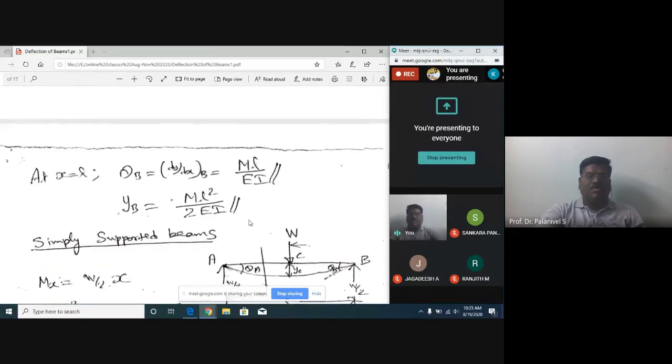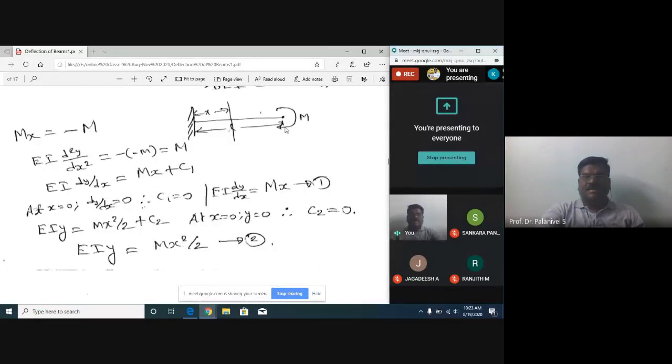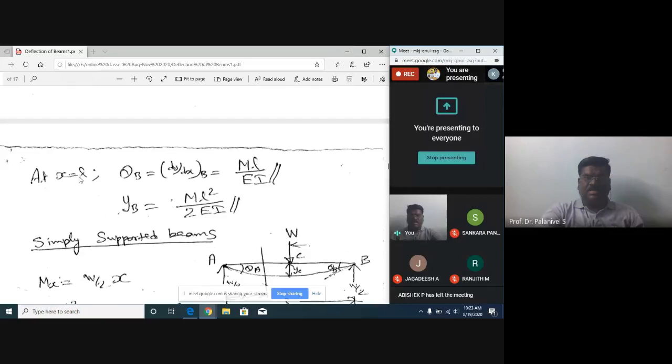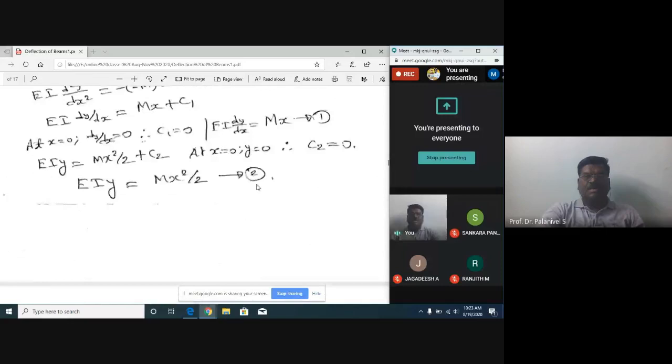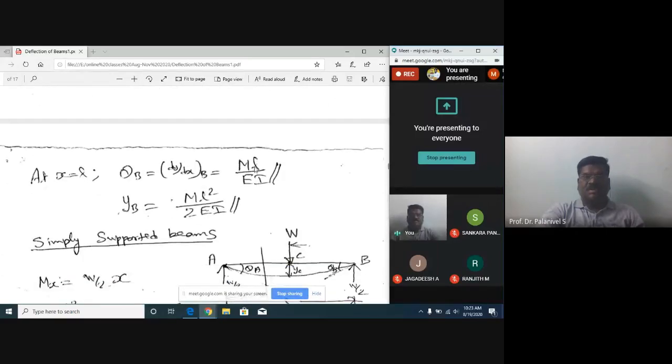Now I am interested in determining the slope and the deflection at the free end of the beam. At x equal to L, that is at the free end of the beam, theta B, the rotation at B, which is nothing but the slope at B, dy by dx at B, equals 1 by EI into M into L. Instead of x, you substitute L. So, ML by EI. Similarly, the deflection y B equals ML square divided by 2 EI. This also you should not forget.